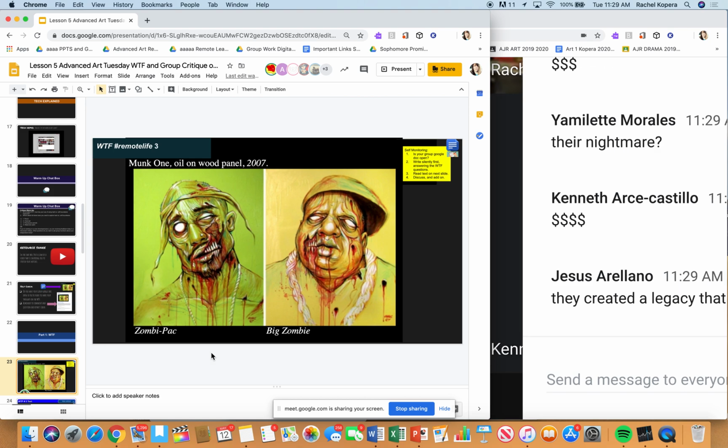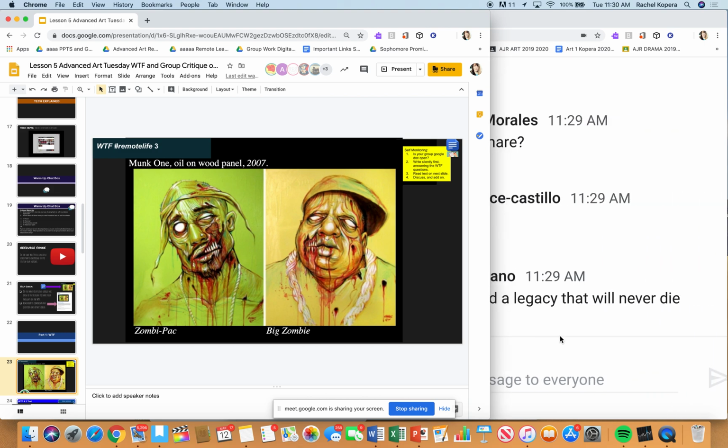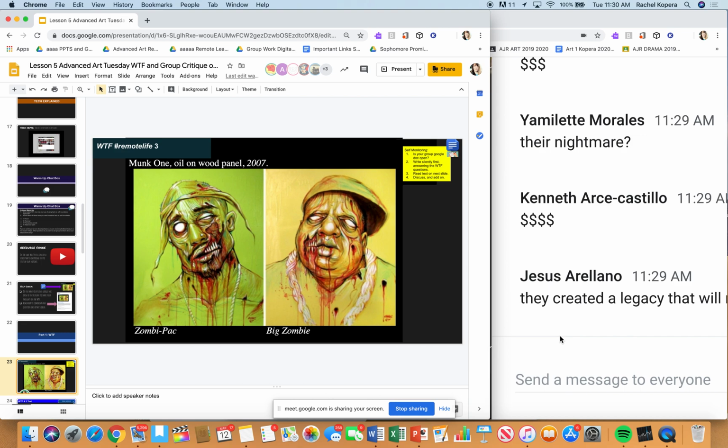I believe the reason why it's called a zombie is because they could probably keep living on, not only in spirit, but in their own music. So are you guys getting that in your WTF? He's a zombie because his life is kind of carried on. His spirit is carried on in art. Maybe he's honoring their legacy. They create a legacy that will never die.